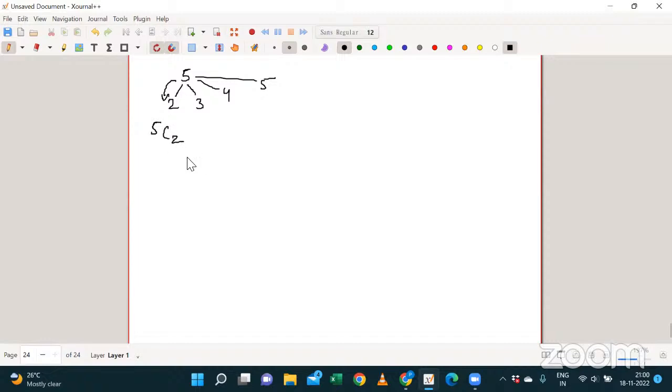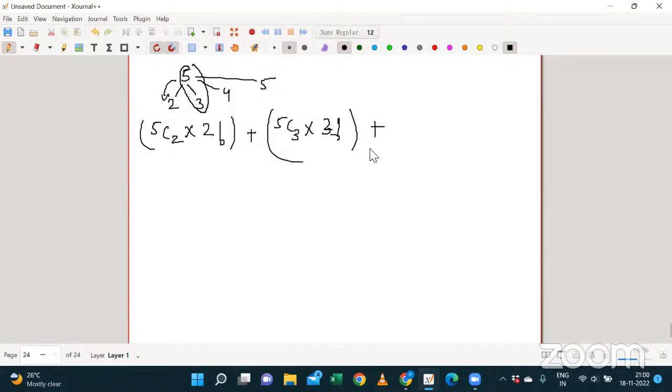5C2. And I have to arrange those into words, so 2 factorial. Sir, can we even do 5P2? Both are correct. Similarly 5C4 into 4 factorial, 5C5 into 5 factorial. Can we do 5P2 directly? Yeah, both are the correct one.